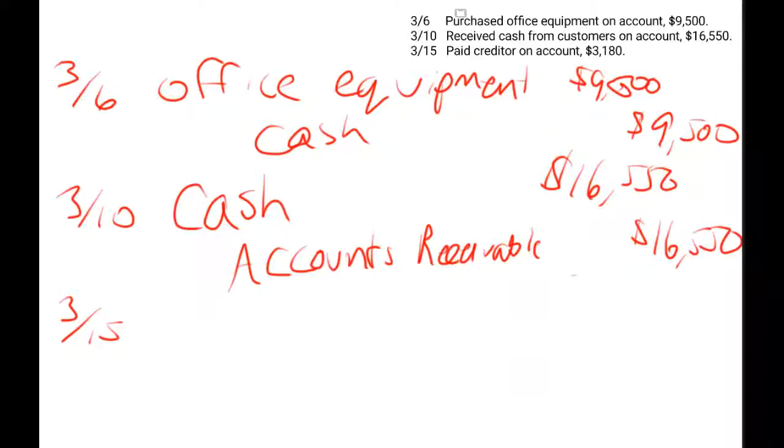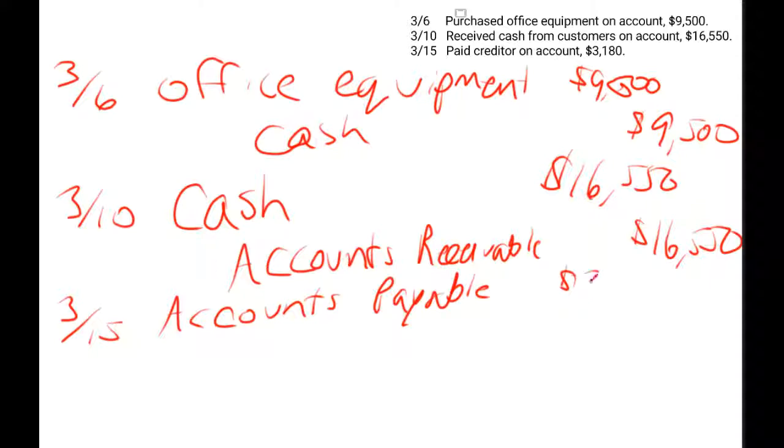On March 15th, we paid creditors on account $3,180. So our accounts payable will be debited for the $3,180, and there will be a credit to cash also of $3,180.